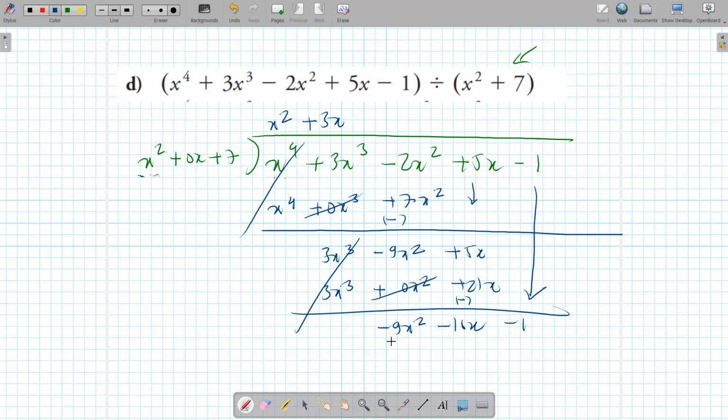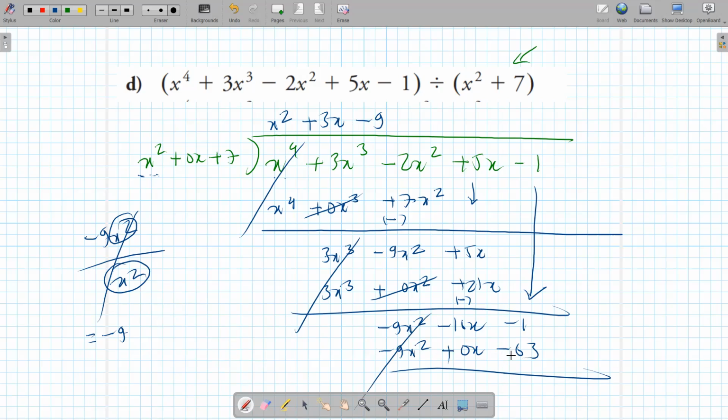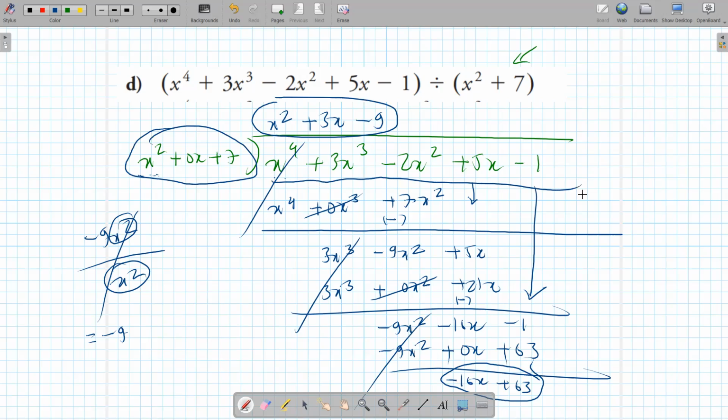How many times does x squared go into negative 9x squared? Negative 9x. Are you sure? Negative 9x squared over x squared. Is that negative 9x? No. What is it actually? Negative 9, right? See, these cancel out completely. x squared over x squared is a 1, so you just put a negative 9 there. Negative 9 times that is going to be negative 9x squared minus 0x minus 63. This cancels out. This changes sign. This changes sign. Negative 16 plus 0 is negative 16x still, plus 63. There we go. That is our remainder. That is our quotient. That is our divisor. And this big fella here was our dividend.